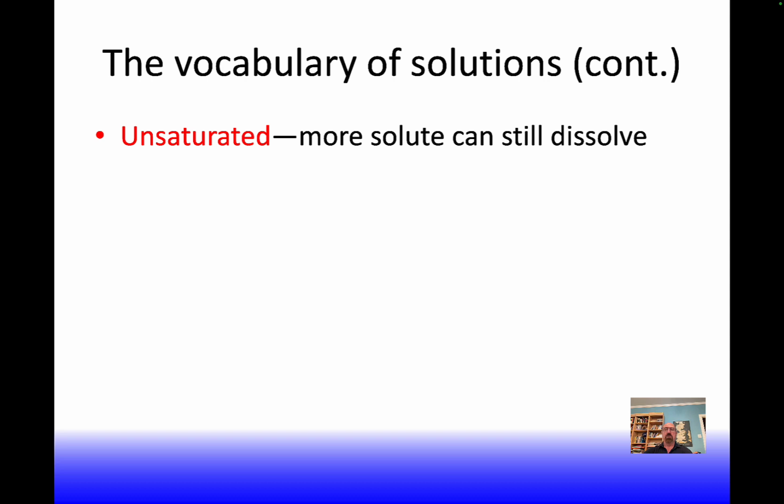Now, let me go over three very important terms in solution chemistry. Unsaturated. That means more solute can dissolve. So for instance, if you take a cup of iced tea, you put a half teaspoon of sugar in and stir, it's going to dissolve. If you took another half teaspoon of sugar and stirred, guess what? It'll still dissolve.